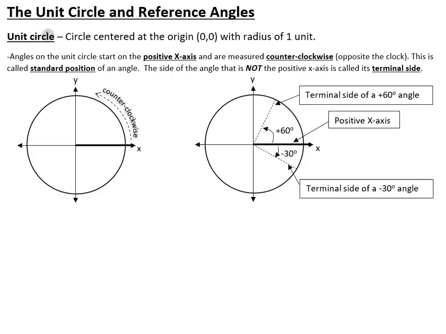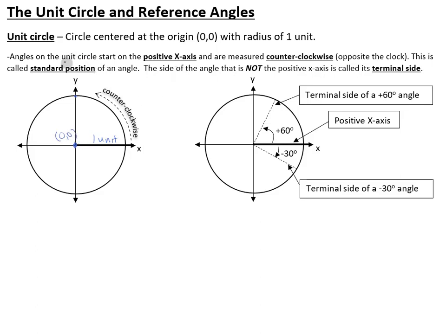Okay, so what the unit circle is, it's a circle with a center at the origin, so this would be at 0, 0, with a radius of 1 unit. Okay, so up, down, left, and right to get to the edge of our circle is 1 unit. Okay, and the center is at 0, 0.